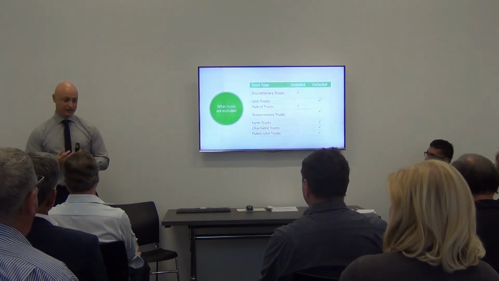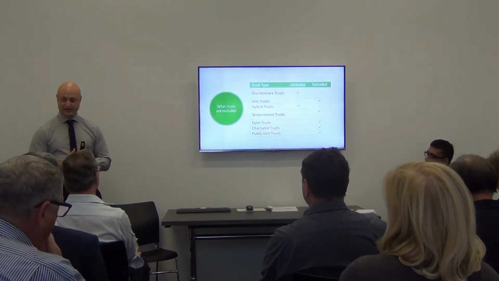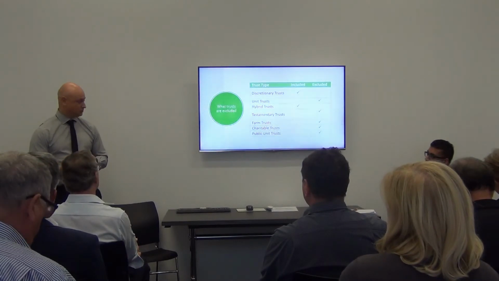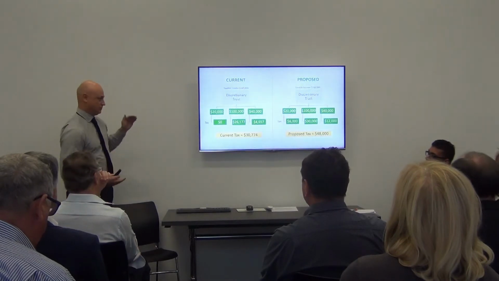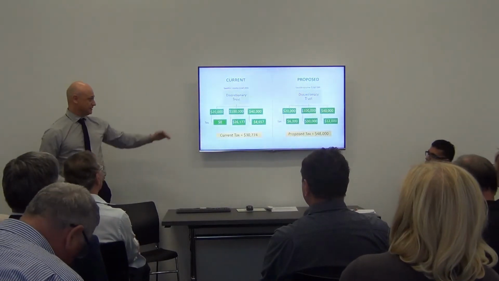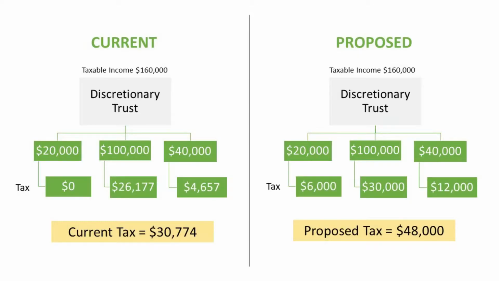So the main attack is really on discretionary trusts. And it is a major attack because you've got a situation, as we'll show on the next slide, this is the current law, and on the right-hand side is the proposed law. So under the current law, there's taxable income of $160,000. We've got three different beneficiaries: one whose only income is $20,000, one whose only income is $100,000, and one who's on $40,000, three different tax rates. So if you distribute to the person on $20,000, no tax, $100,000, $26,000 worth of tax, and $40,000, $4,600.